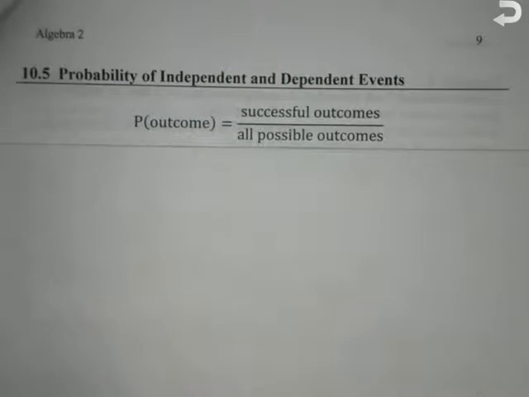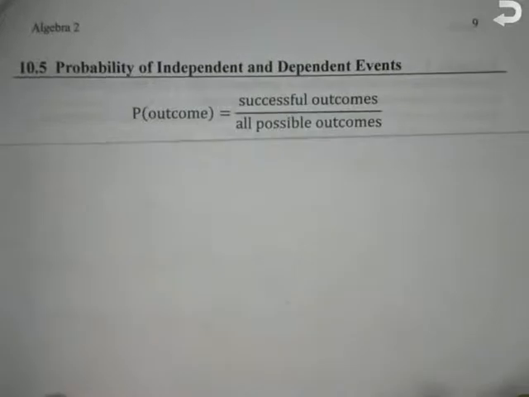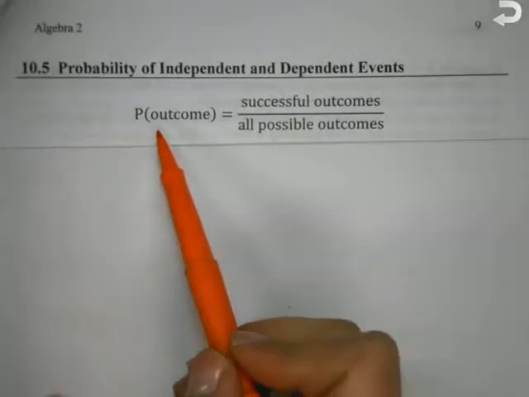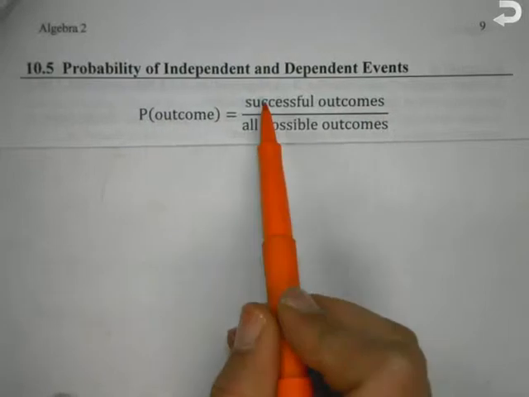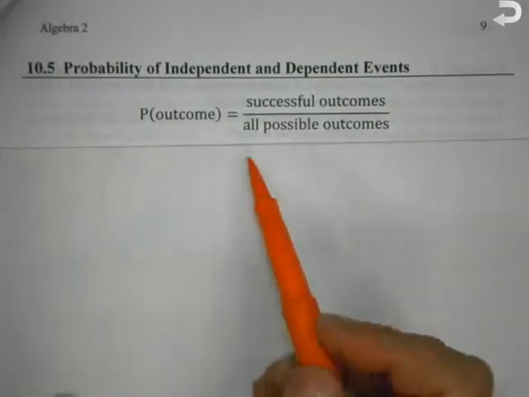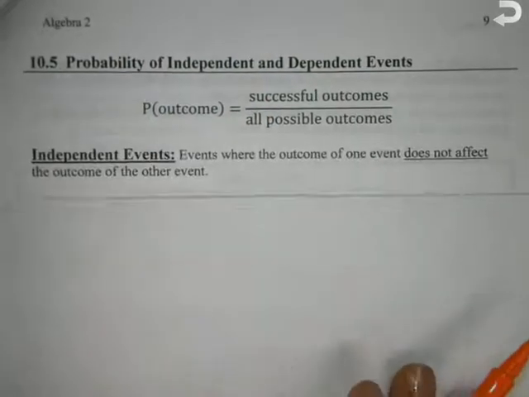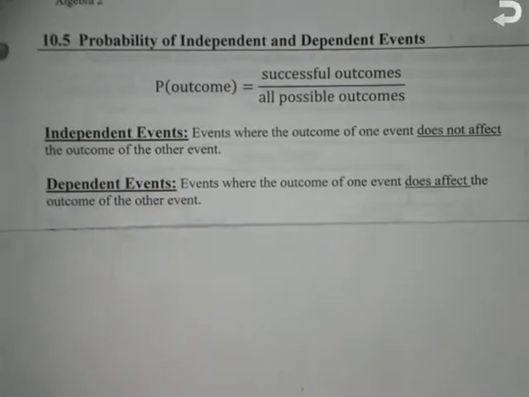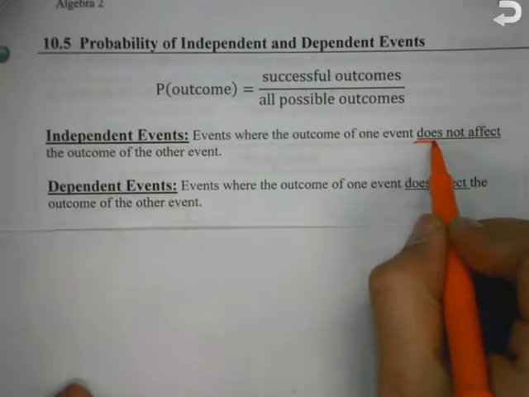So just kind of what I gave you at first to start with at the top of your paper is just the definition of probability again, all successful outcomes over all possible outcomes. And then I wanted to define independent and dependent events. So independent events means that the outcome of one does not affect the outcome of the other.